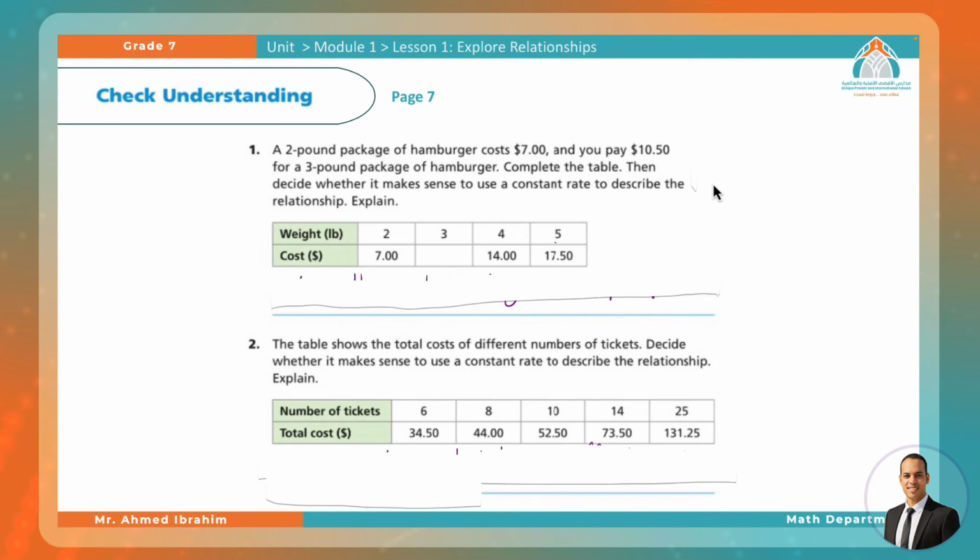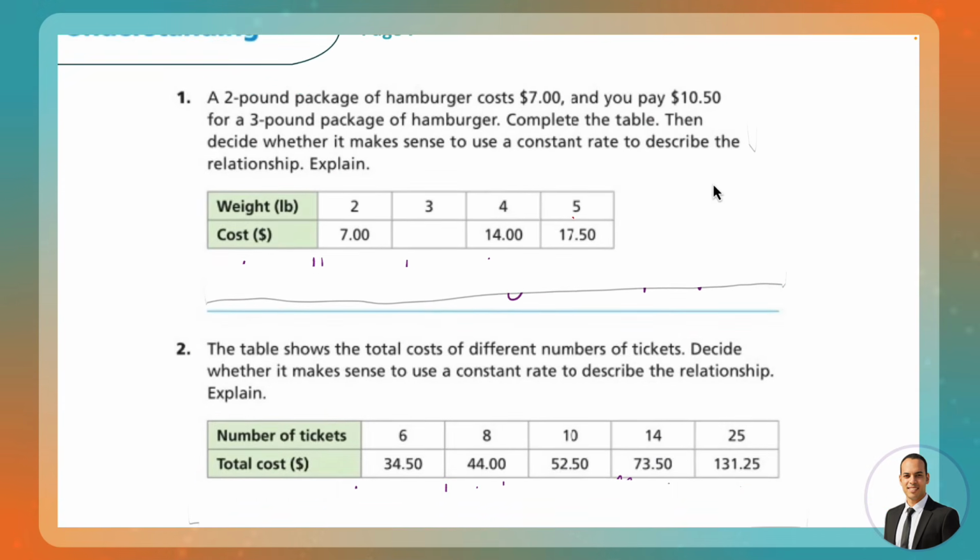Okay, guys, next question, page 7. Here, a 2-pound package of hamburger costs $7 and you pay $10.50 for a 3-pound package of hamburger. Complete the table, then decide whether it makes sense to use a constant rate to describe the relationship. Explain. Okay, so here you can see the weight is 2, 3, 4, 5, and the cost 7, and the cost for 3 pounds is missing. But if we read the question carefully, it says you pay $10.50 for 3-pound package. So it seems here for 3-pound package it's $10.50.